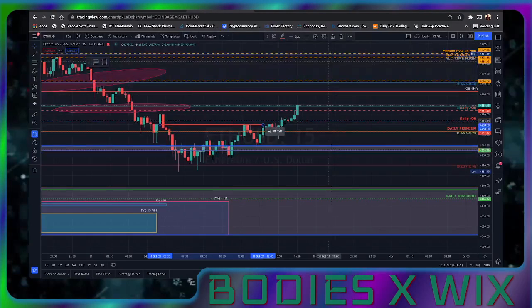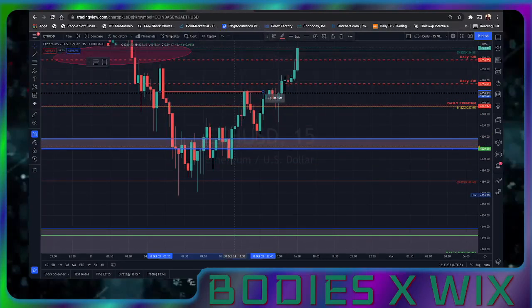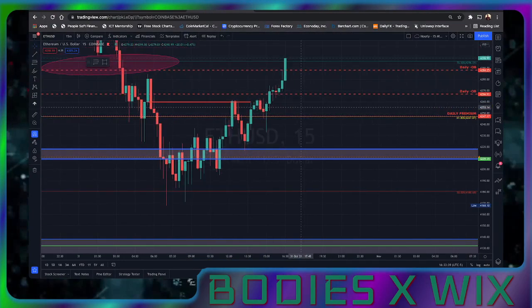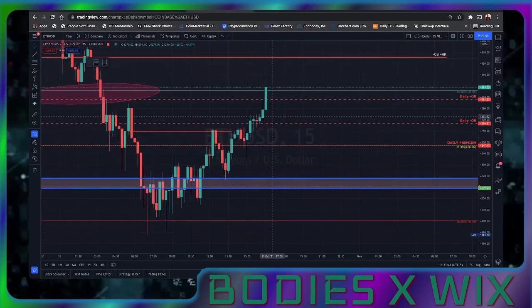When it came up to hit it, yeah, so it did. It hit just, let me spread it out here. So the bodies did get into it, and then it got rejected. Now that, to me, considering I was looking at the 4 hour and the daily, it didn't make sense that it would just hit there and then start retracing.